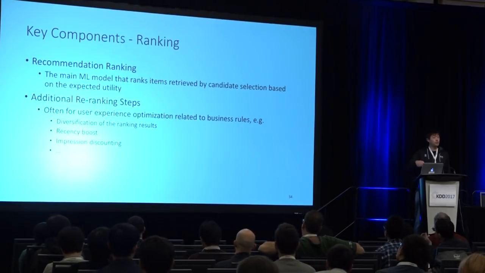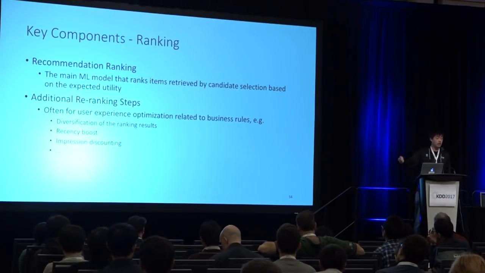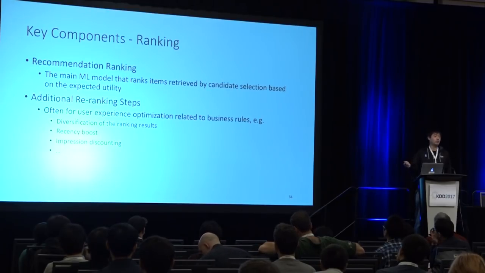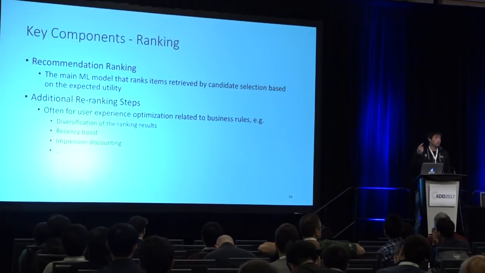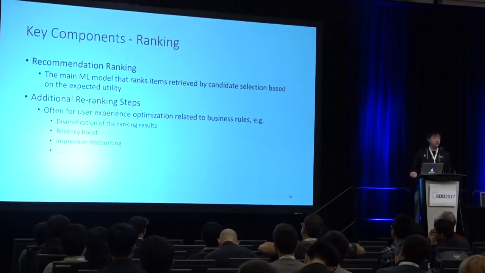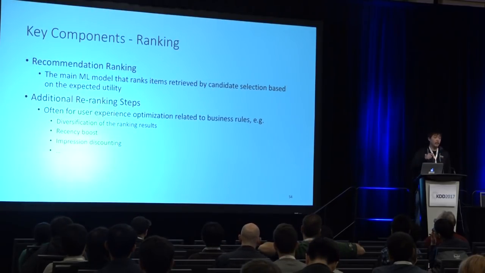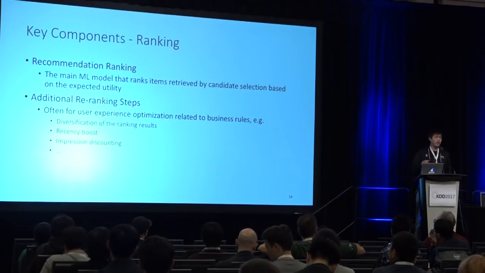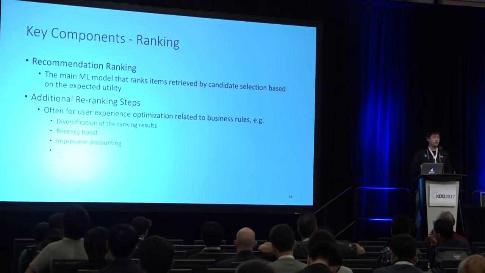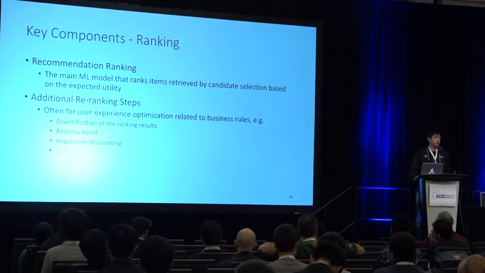You may also want to put additional boosting on the recency of the jobs, for example, or the feed updates, so that people have a fresh view of what the new stuff coming is. Or you want to do impression discounting. What does that mean? It means that suppose a user has seen an item, for example a job or a feed update, too many times, we should just stop showing it to them, because it is not new anymore to this person.